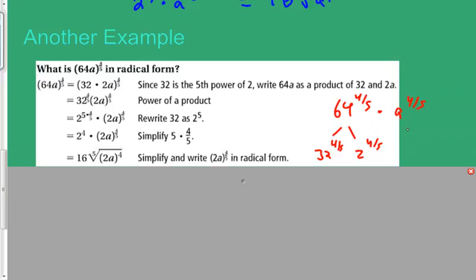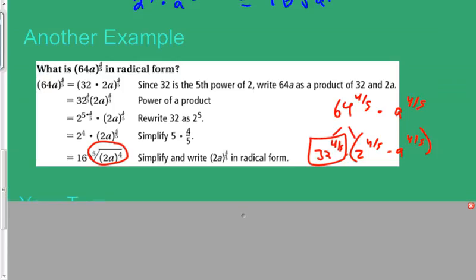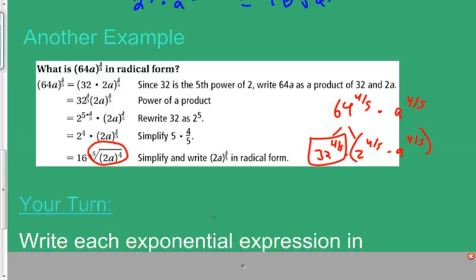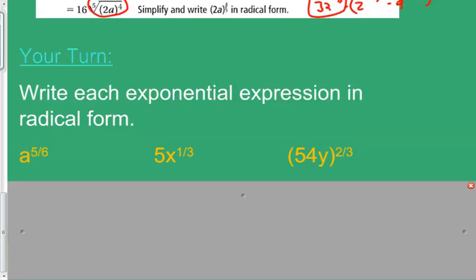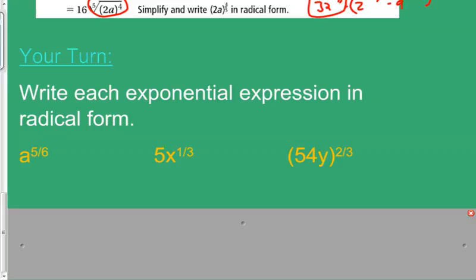And then we kept the times a to the 4/5 power. We kept these two together. We just made that into the fifth root of 2a to the fourth power. And then this 32 to the 4/5 power, you end up getting 16. So you can do that in a calculator. You can break it down. It's up to you how you want to do that. But I would like you to try at least one of these. I have three of them for you.